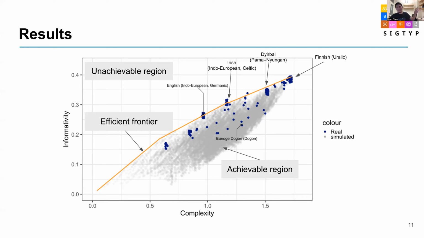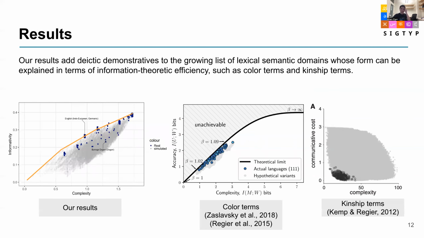The plot shows that most real systems are very close to the optimal frontier, hence having generally very high efficiency. We also show some example languages in each cluster that are very close to the frontier: English, Irish, German, and Finnish. There are also, of course, languages that are way below the optimal frontier. I can tell you more if you are interested afterwards.